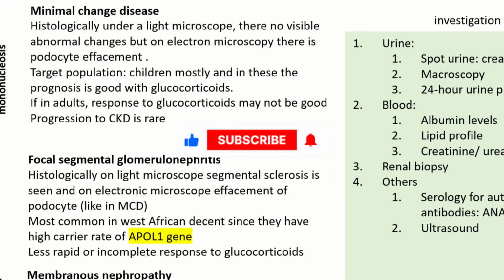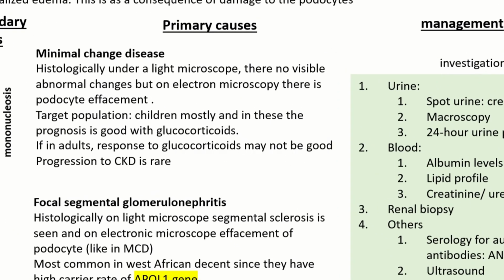So when you look at minimal change disease, it derives its name from having almost no visible abnormal changes when you look at it histologically under a light microscope. But when you look at it with an electron microscope, you may see some podocyte effacement. It's generally not so specific; podocyte effacement may still be seen in other forms, but the name minimal change comes from what you see.